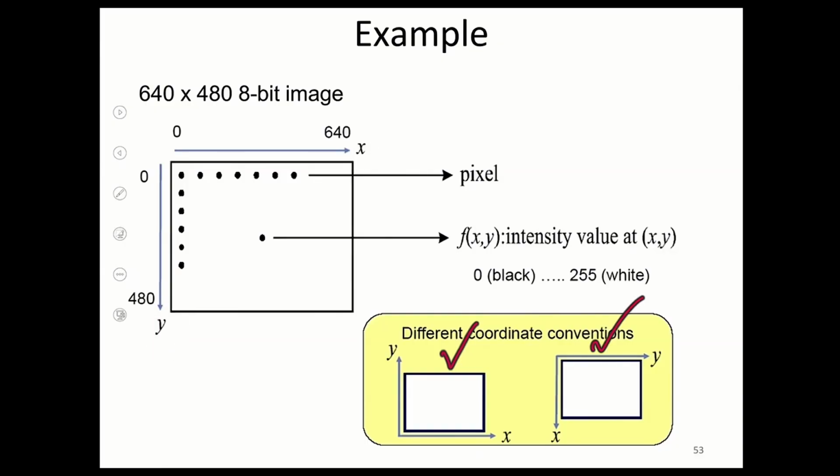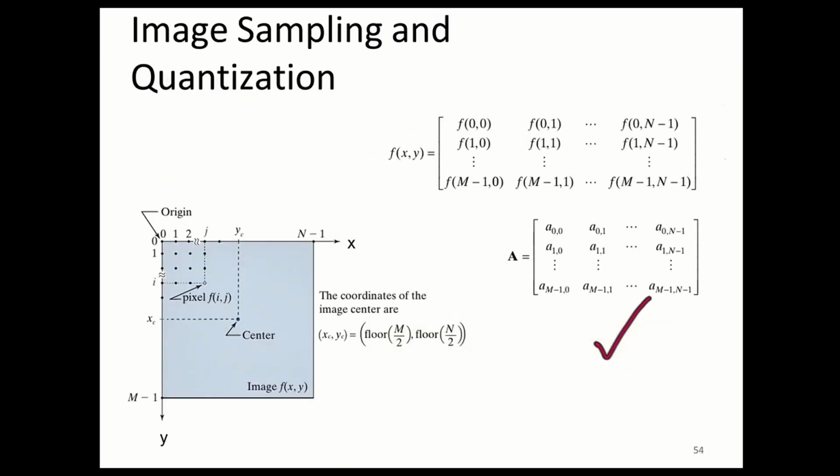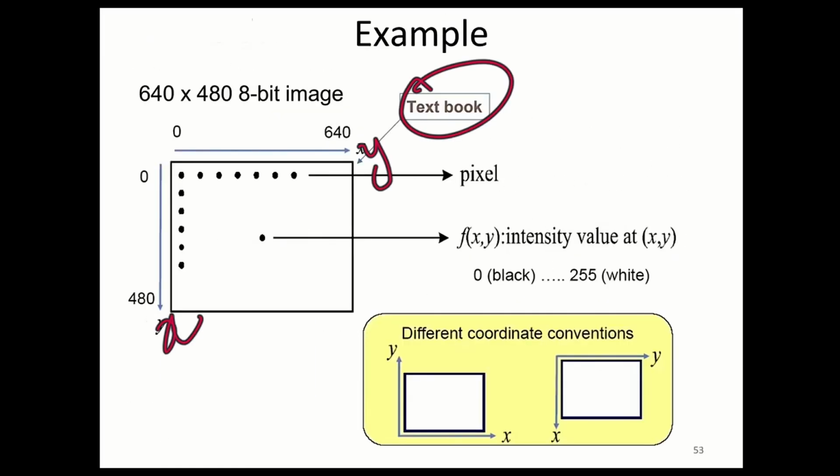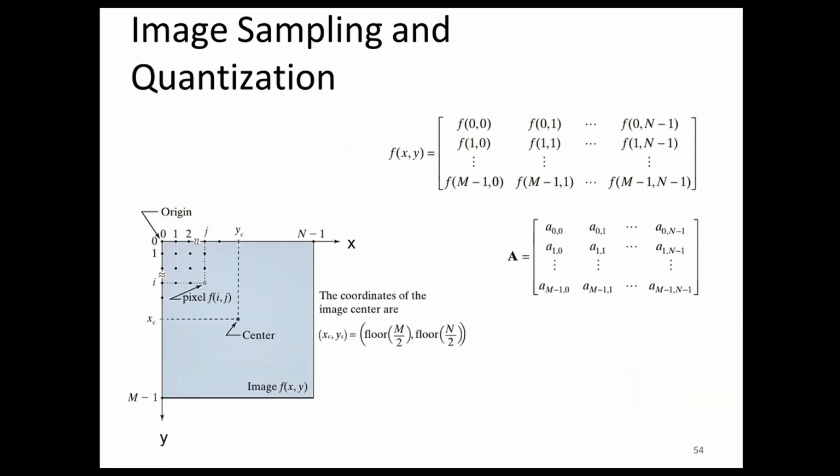What makes the difference is the origin. Here the origin is here, so the first pixel will be 0, 0 here. But here the origin is there, so we will make that pixel 0, 0. This is the convention that I will be using. I think I made this wrong in the textbook, sorry, I just put it here. It should be here. So now we convert the real image into pixels, or samples.